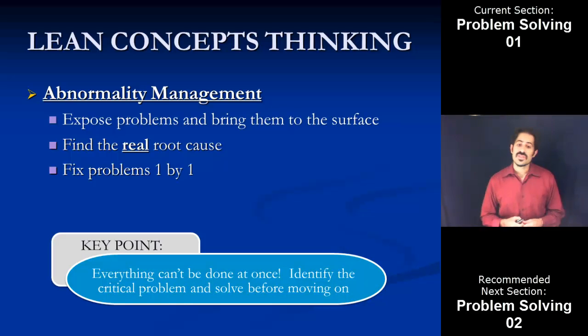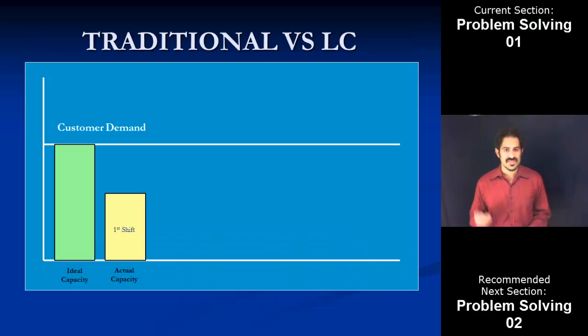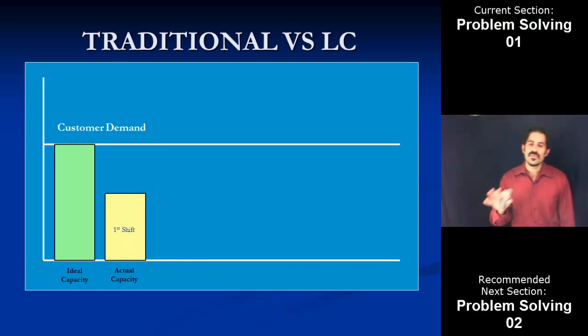And again, that speaks to the key point. We can't do it all at once, so let's find the biggest piece and let's fix it before we move on to something else. So this is just a quick little graphic to demonstrate the difference between the traditional way of approaching accounting for our problems versus that lean concepts approach, that abnormality standpoint.